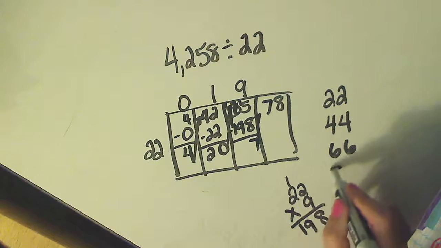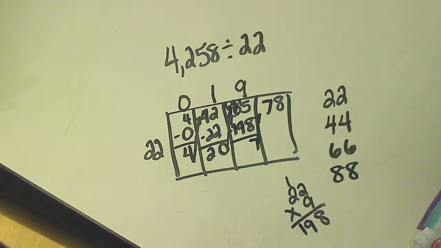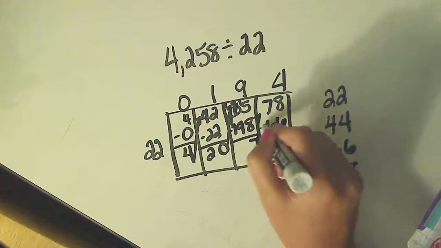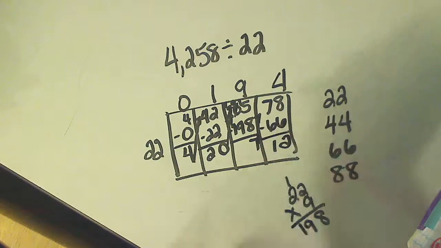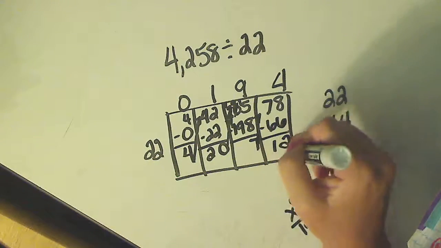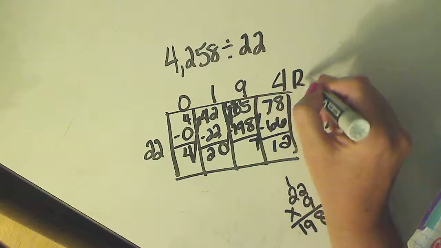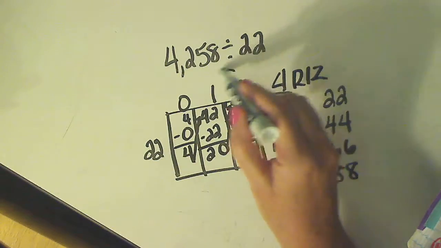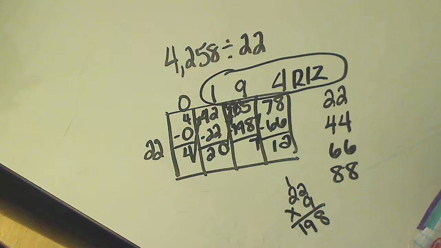I know if I kept going with my chart, times 4 would be 88, which is too much. So I can make 4 groups of 22 and subtract 66. And I have a remainder of 12 because there's no other box to move it to. So my answer would be 194 with the remainder 12.